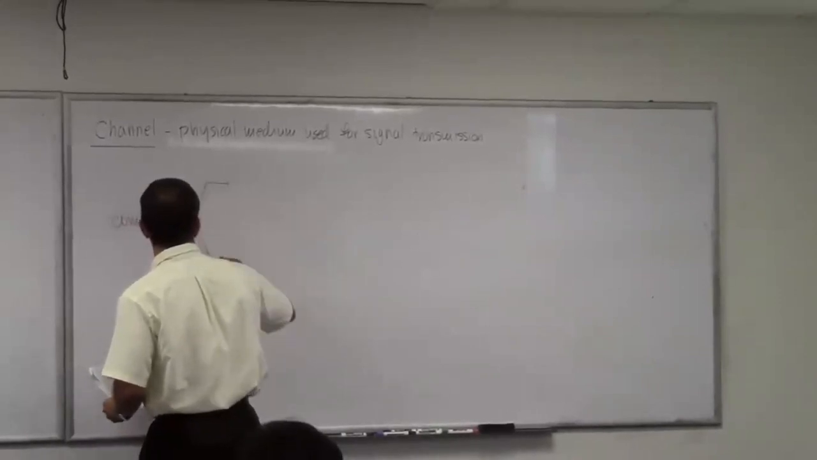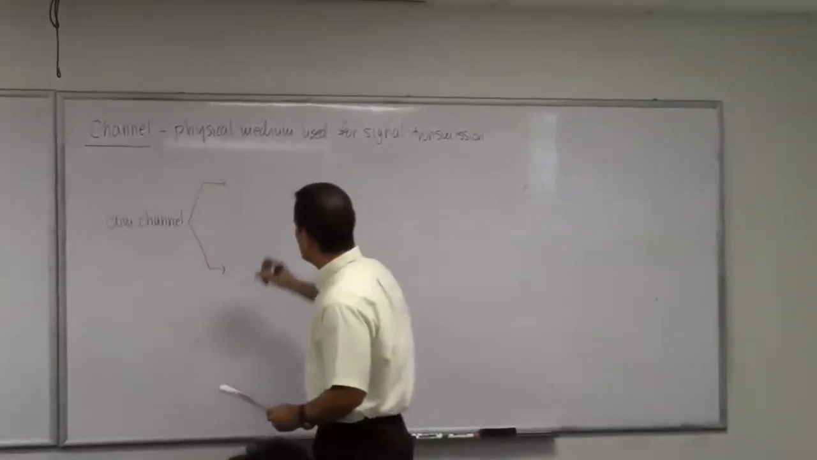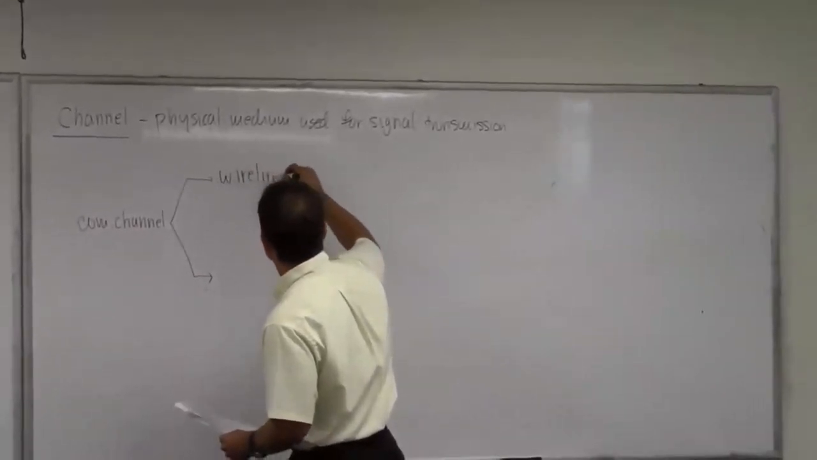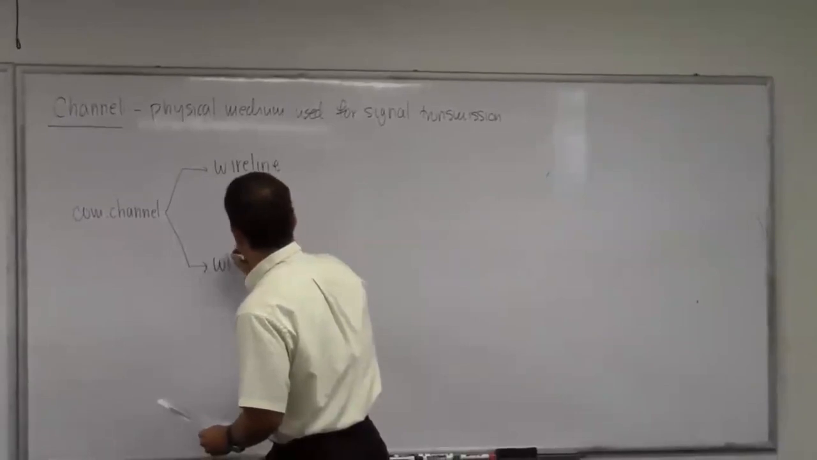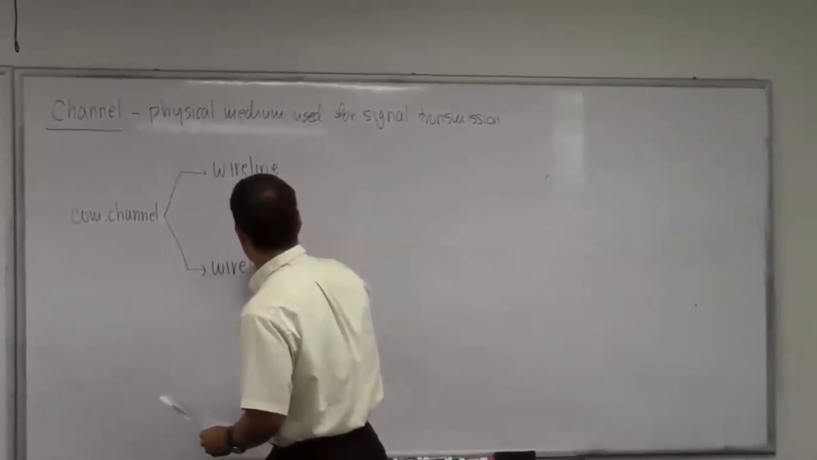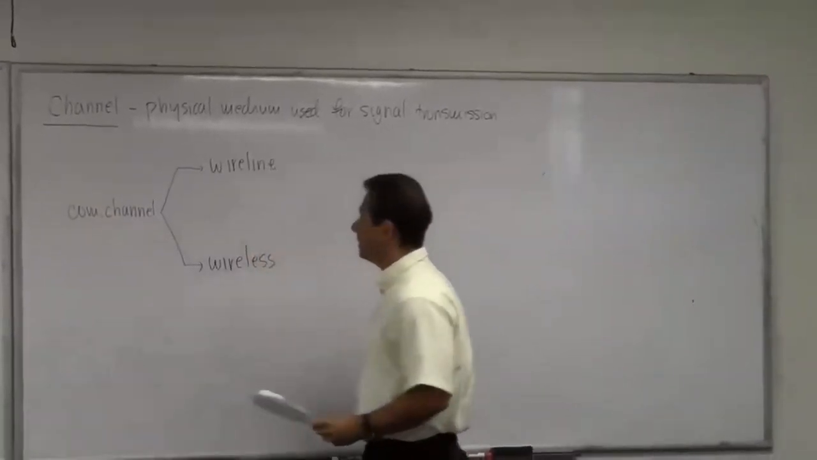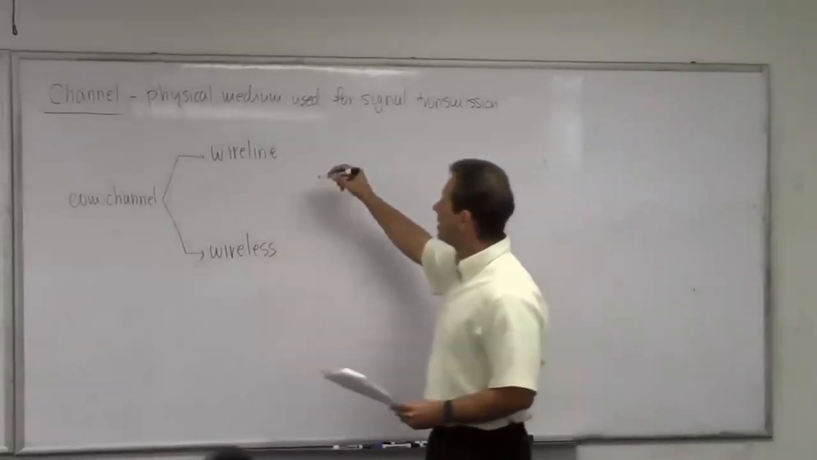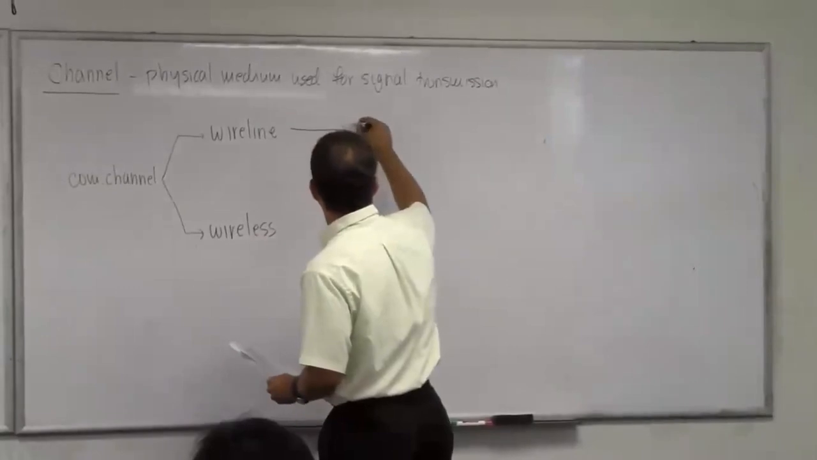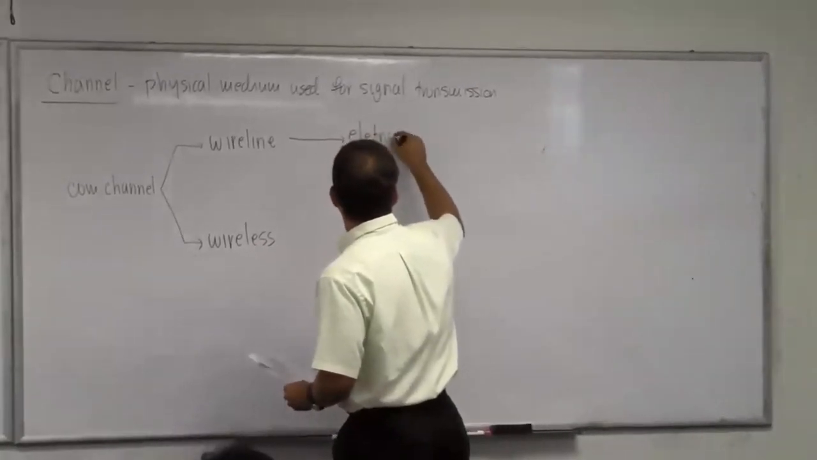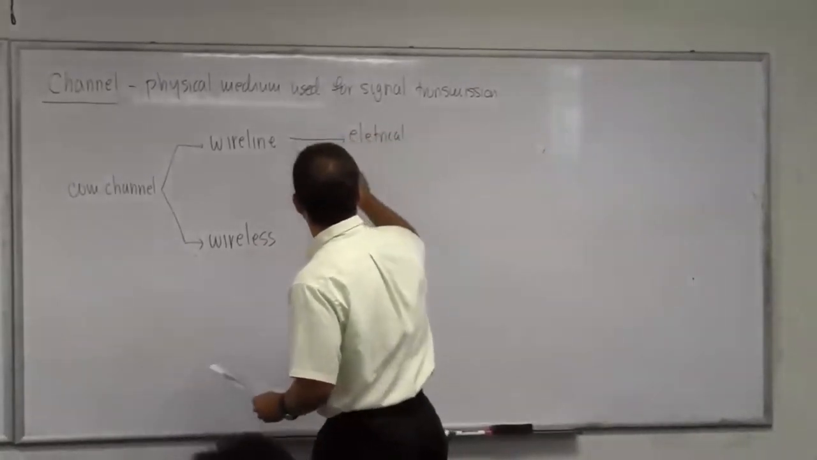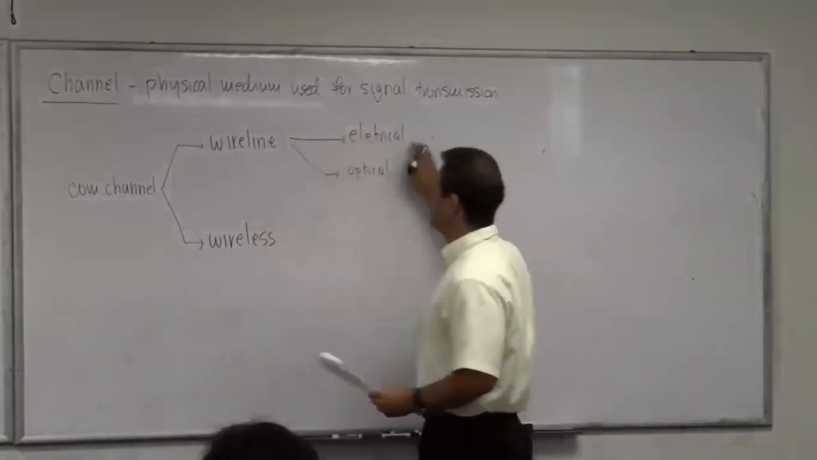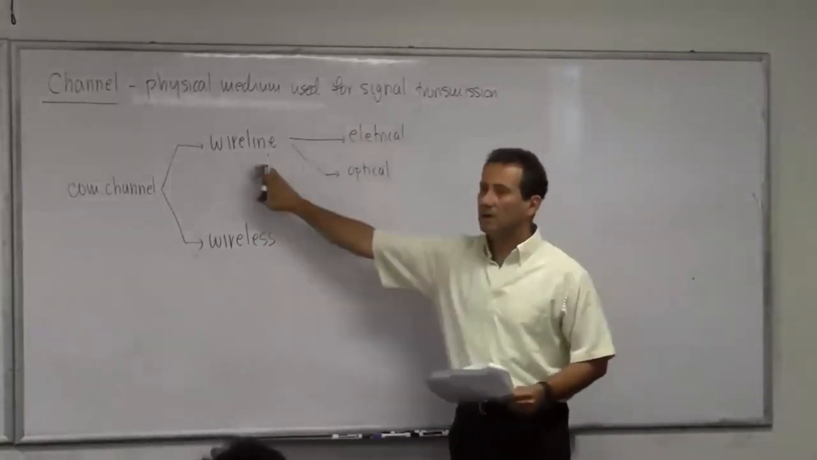there are 2 major types. There is what we can refer to as wireline, and there's what can be referred to as wireless. There are wireline channels and then wireless channels. If you're talking about the wireline channels, you can have electrical wireline channel or optical wireline channel.